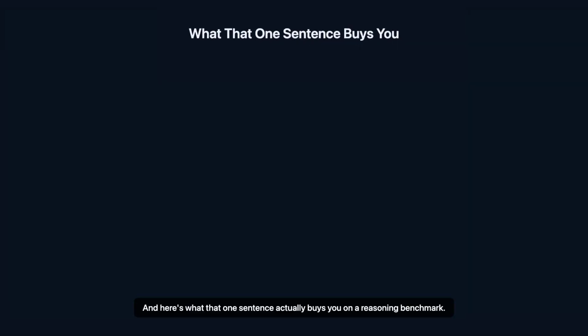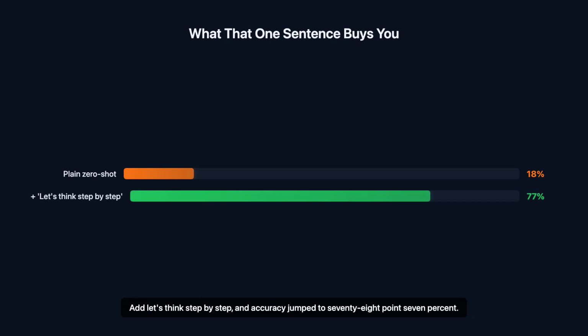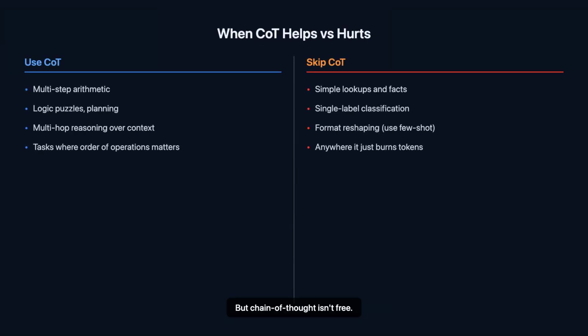And here's what that one sentence actually buys you on a reasoning benchmark. On the multi-AF arithmetic benchmark, plain zero-shot prompting got 17.7% accuracy. Add "let's think step by step," and accuracy jumped to 78.7%. That's a 60-point swing from one sentence. So when you see a model failing at multi-step arithmetic or logic, your first move isn't a bigger model, it's that trigger phrase. But chain of thought isn't free.